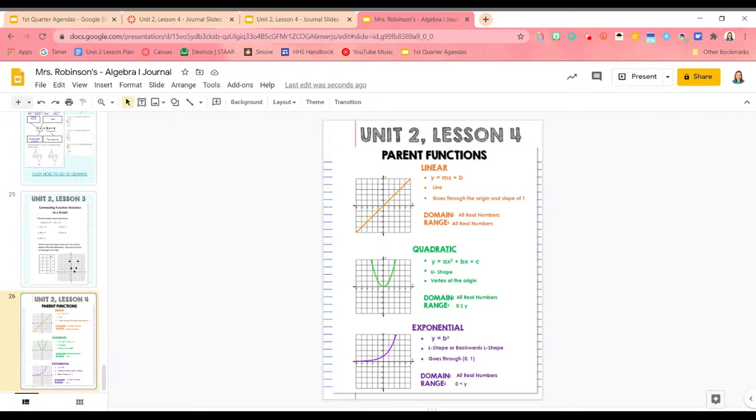So that's a short, brief introduction to the three types of functions we're going to learn about this year in Algebra 1. And take the rest of the day, make sure you get this in your notes and filled out, and try to catch up on any work that you're missing from the past couple of weeks.